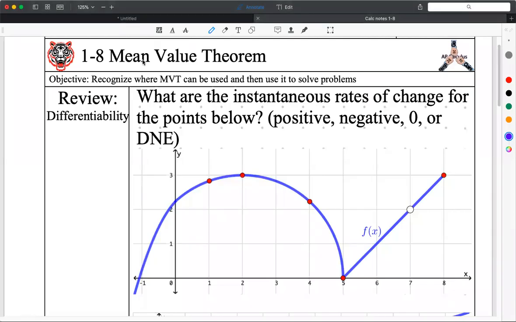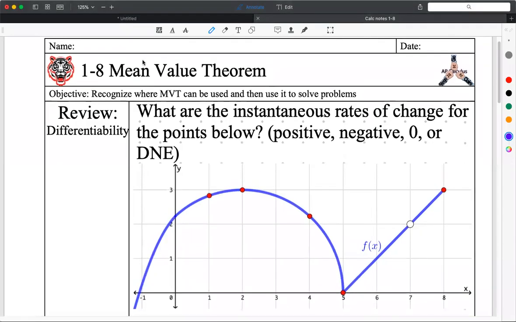All right, lesson 1-8, mean value theorem. Today's date is Thursday, September 3rd, 2020. Our objective today, Chris, go for it. Recognize where MVT can be used and then use it to solve problems. There it is, thank you. MVT, of course, is in the title, mean value theorem.